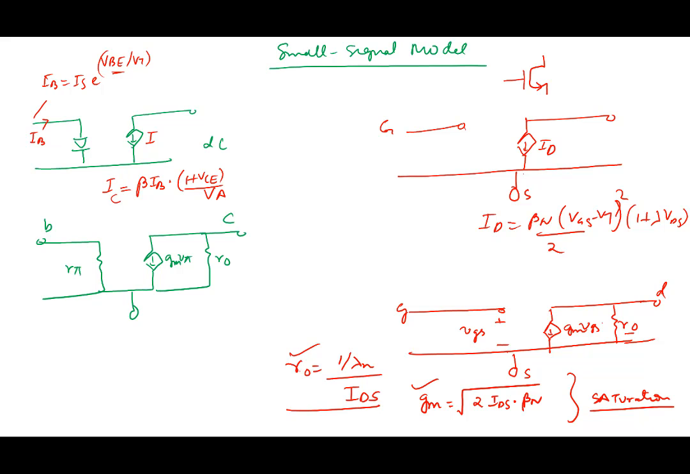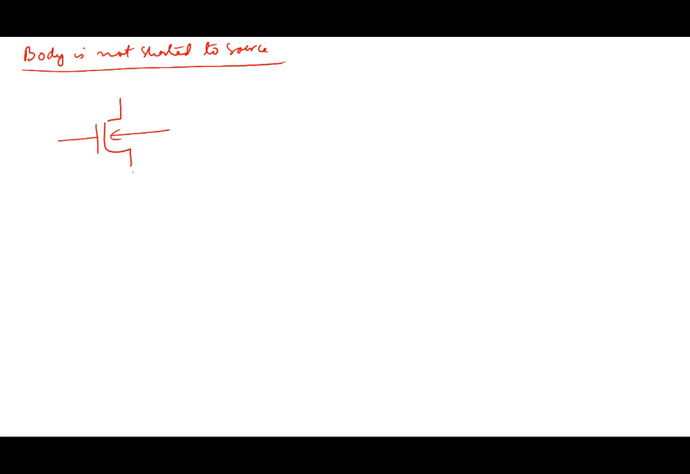Now sometimes what happens is that the body is not shorted to source. Body is not shorted to source. That is, we have here source separate, drain separate, gate separate, and body separate. In that case, there could be a voltage between body and source. So in that case, the model becomes like this here.